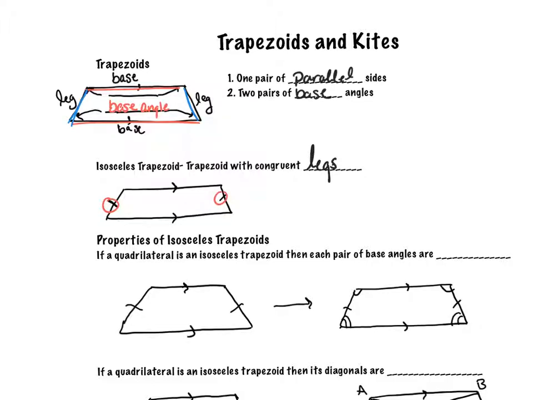Isosceles trapezoids have some properties that are unique to being isosceles, and these are the types of trapezoids we're really going to focus on for our properties. The first thing is that if I have an isosceles trapezoid, each pair of base angles are going to be congruent. If I look here, this pair of base angles are congruent, and this pair down here are congruent.